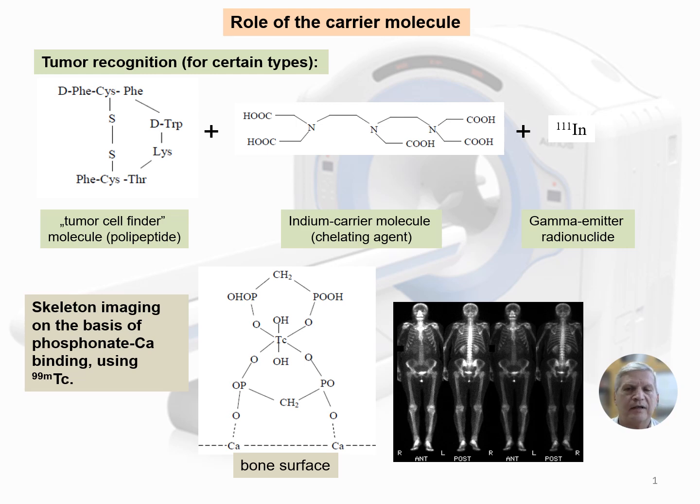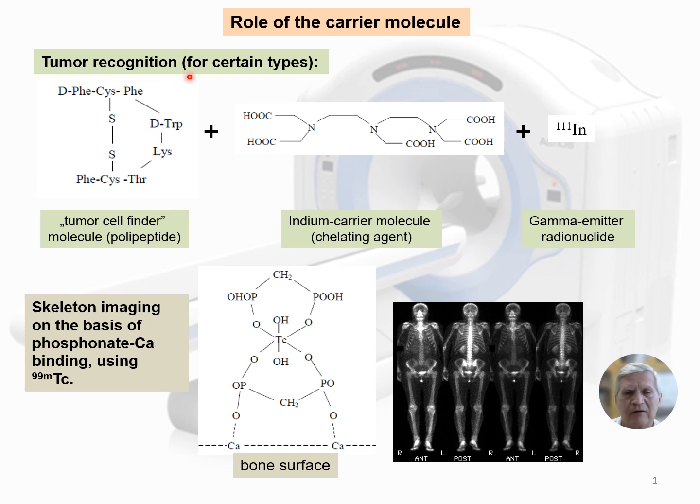Let us continue our discussion here with some examples of how nuclear medicine diagnostics works. We will point out the role of the carrier molecule because it is very important. We will also have a short outlook on how MRI and CT work. In the very first example, you will see it is a pretty complicated case, but it is a very important one because this is how we can recognize tumor cells.